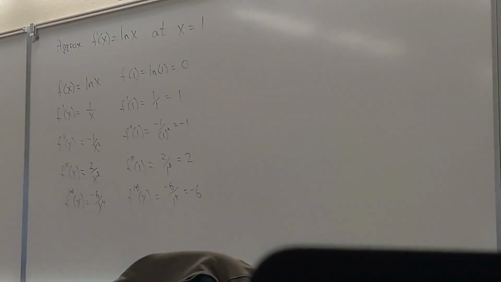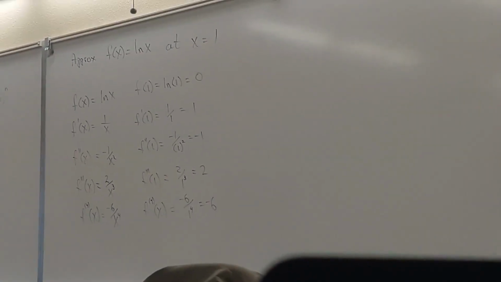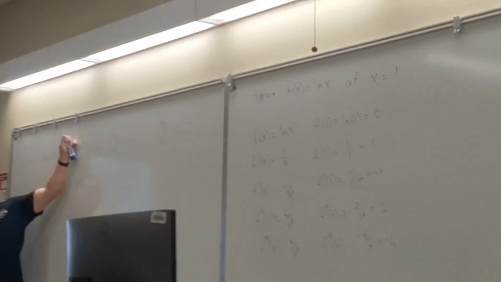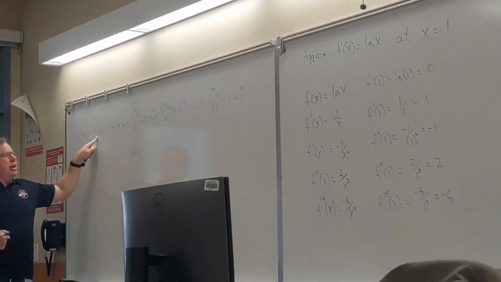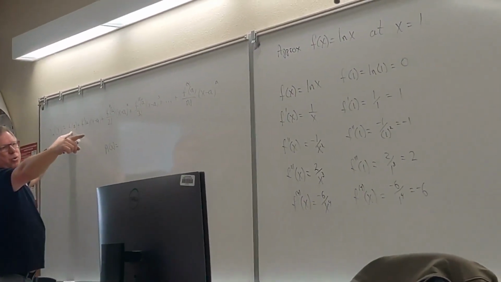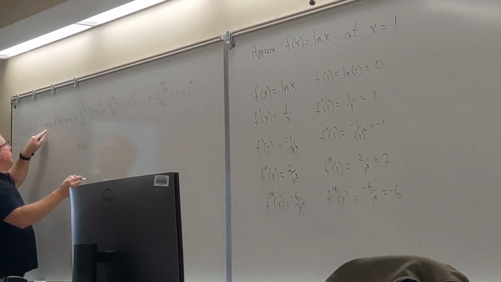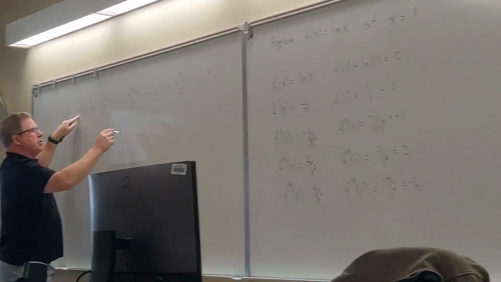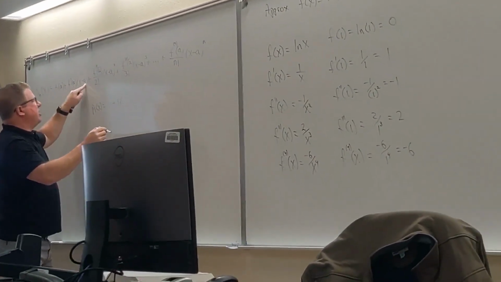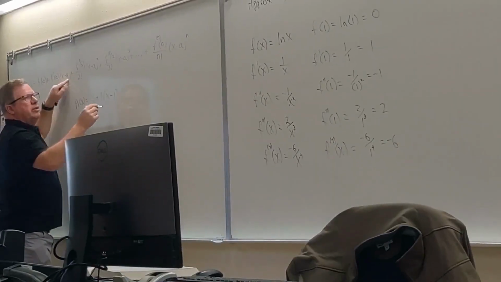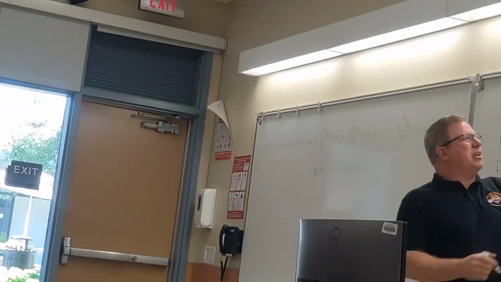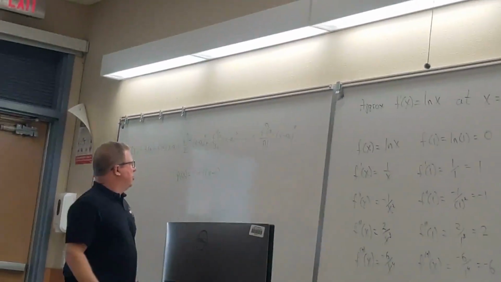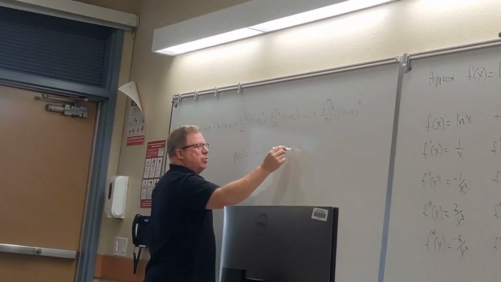Now, let's put it together. P1 of x is going to go up to here. F of a, which you have sitting up there, f of 1 is 0, plus f prime of a, that's the f prime of 1 over there, which is 1, times x minus a, x minus 1. The value that we're approximating at is the a here. So this just equals x minus 1.